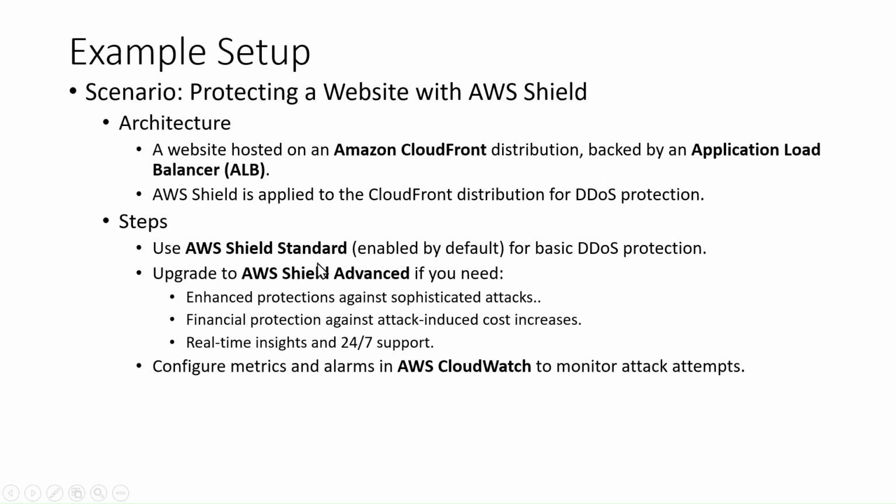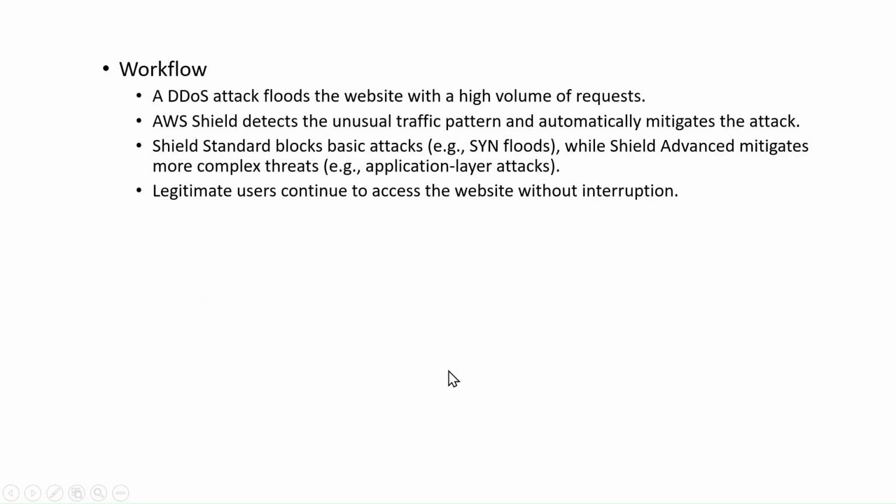So this is how we can set it up. Assume that you have deployed your application on EC2 behind an ALB, and you are integrating Shield with the CloudFront distribution for denial of service protection. It is enabled by default, so by default the basic protection will be given. I would just recommend going with the Advanced one if required. It gives enhanced protection against sophisticated attacks, financial protection against attack-related cost increases, and real-time insights. And we can watch the same things over CloudWatch also.